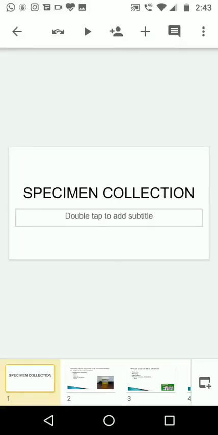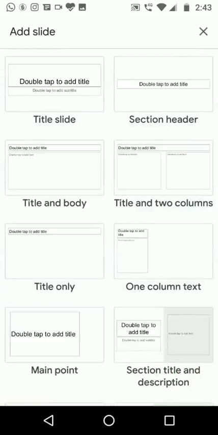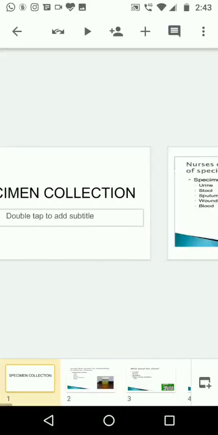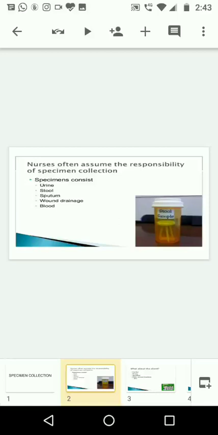Specimen collection. Okay, what kind of samples do we take in specimen collection? Urine specimen, stool specimen, sputum specimen, wound drainage specimen, blood specimen.